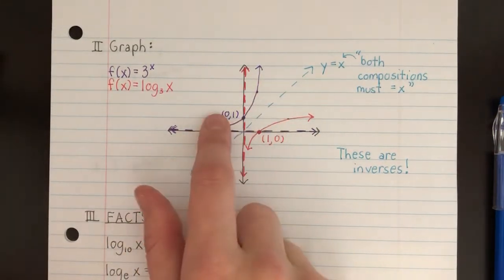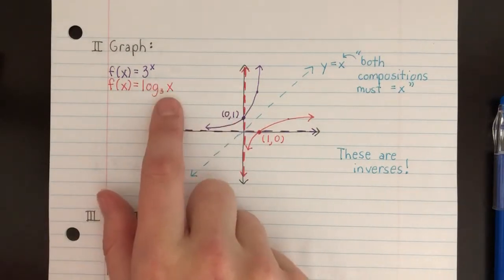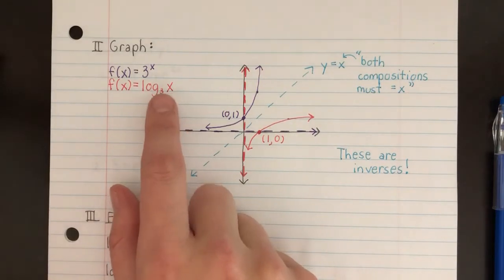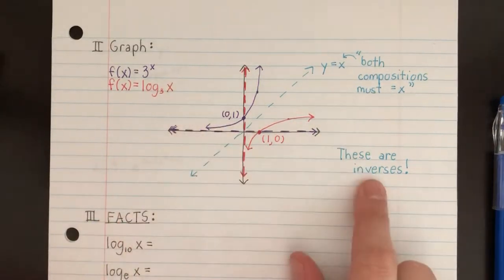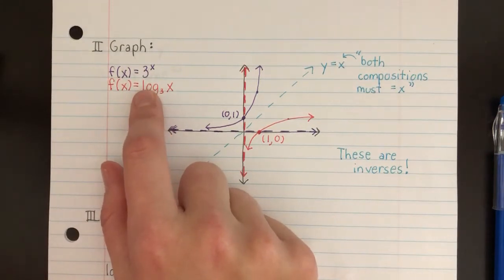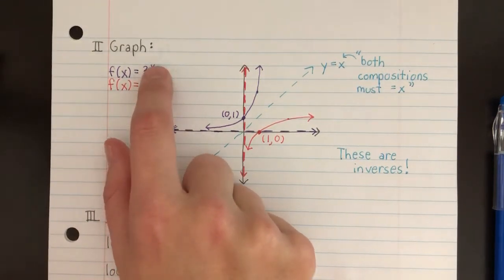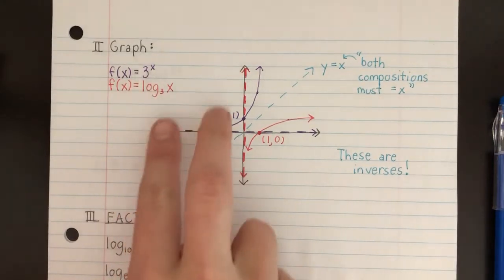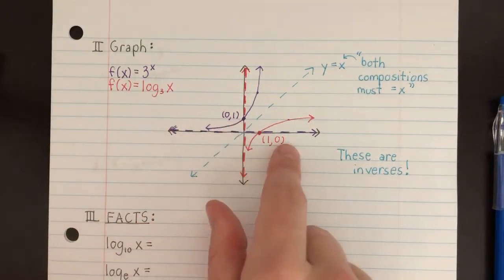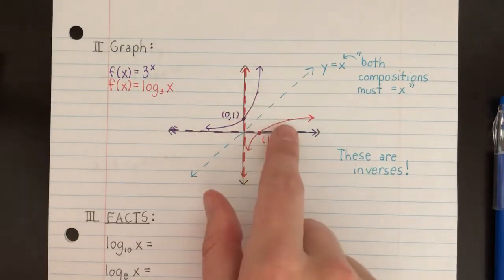Okay, so that's our exponential graph, the purple. The red is our logarithmic graph, so log base 3 of x. So remember, for inverses, these are inverses. Log base 3 of x and 3 to the x are inverses of each other. So when you have inverses, you switch the x and y's. So this point (0, 1) would become (1, 0), and then so on and so forth.